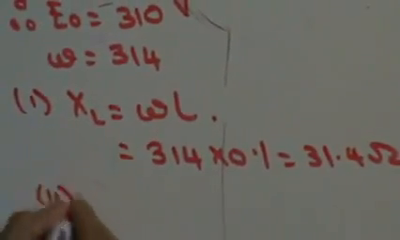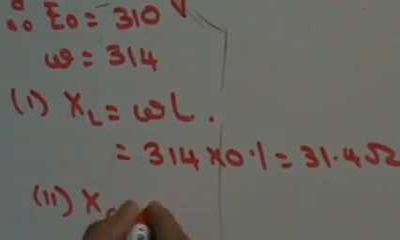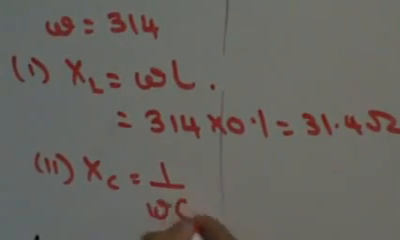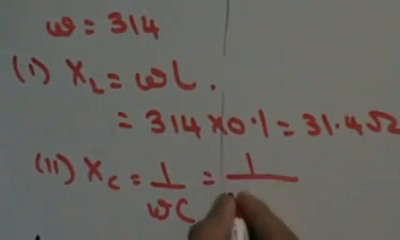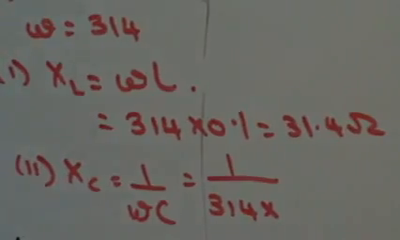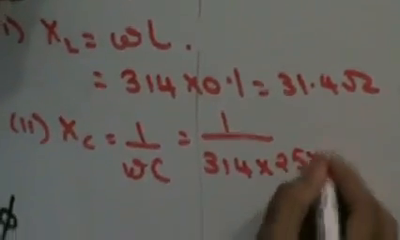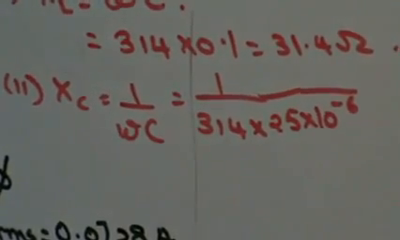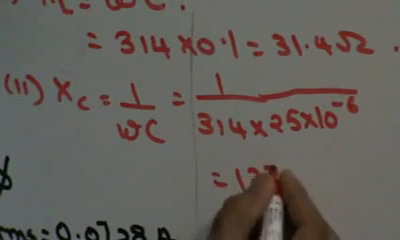Next, I can find out capacitive reactance. Capacitive reactance is nothing but 1 upon omega C. So this is 1 upon 314 into C, 25 into 10 raised to minus 6. Right? So when I solve this, this is going to be nothing but 127.4 ohms.